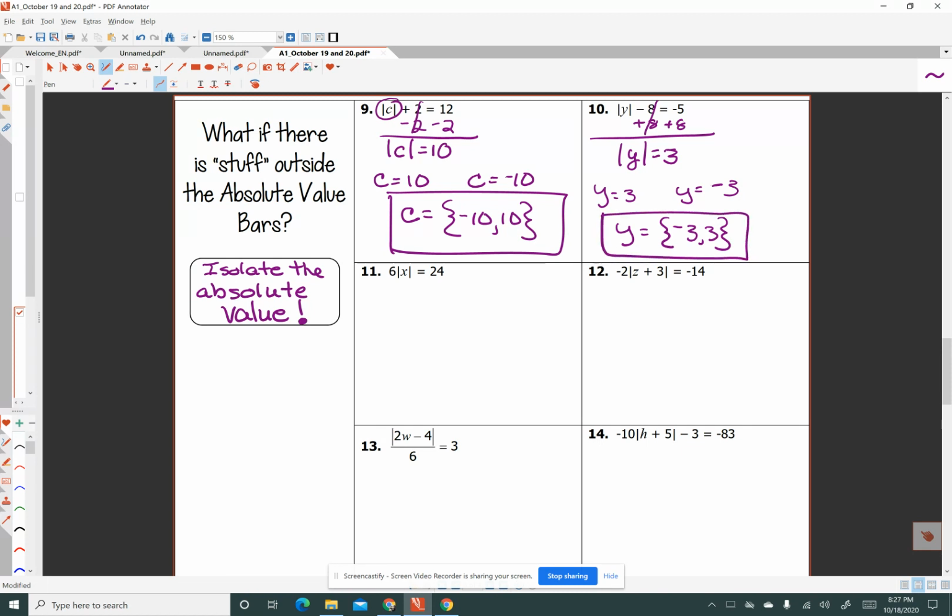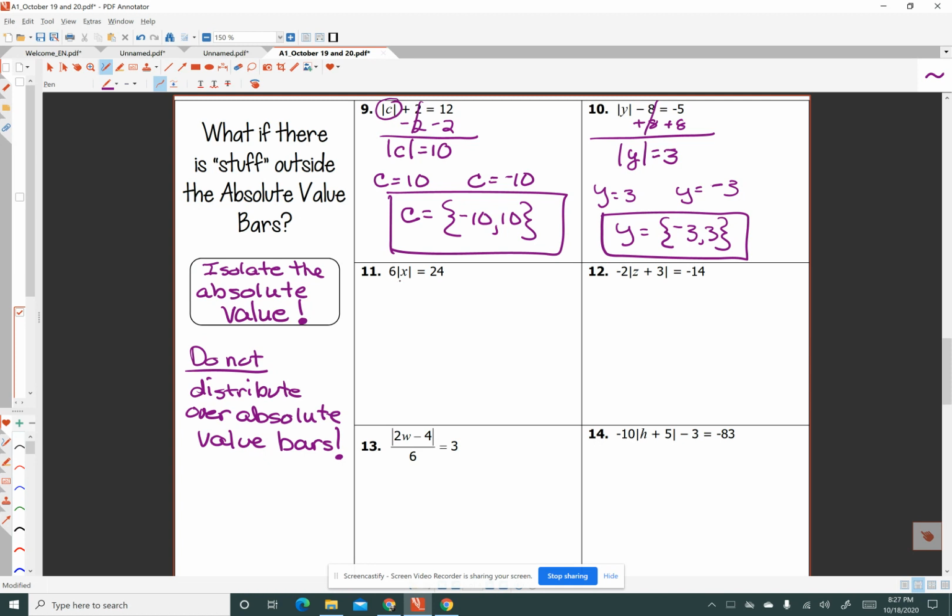Now, important to note with absolute value, do not distribute over absolute value bars. Okay, it's not a grouping symbol for the purposes of the distributive property.